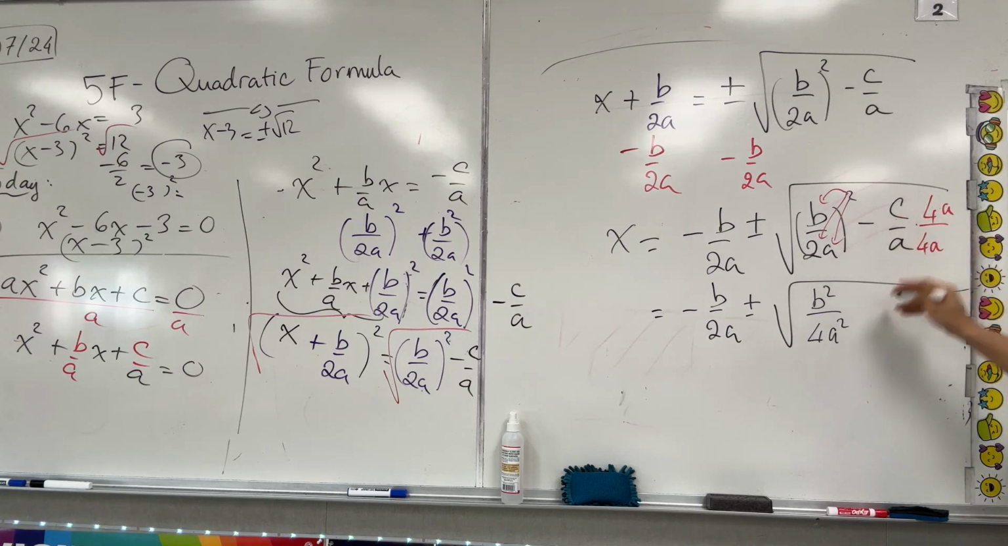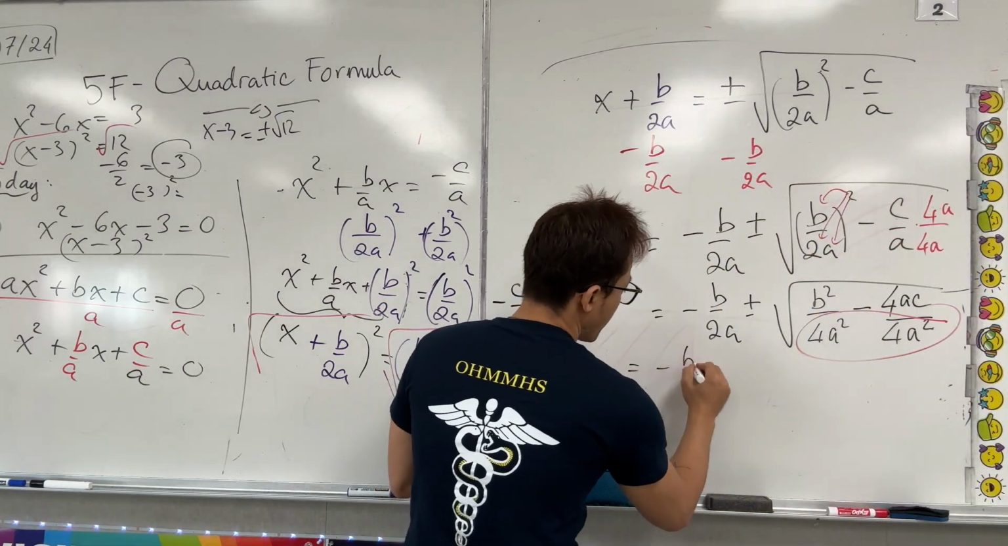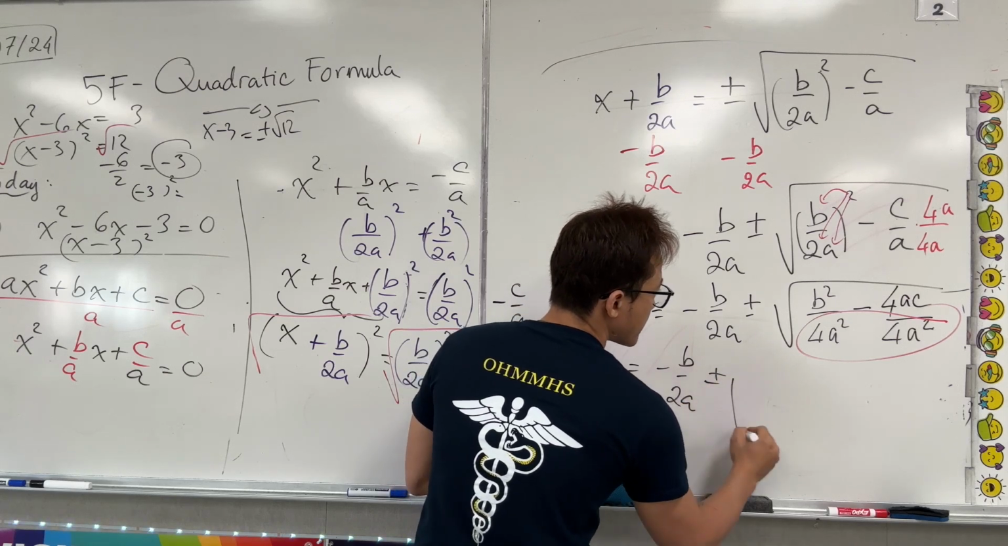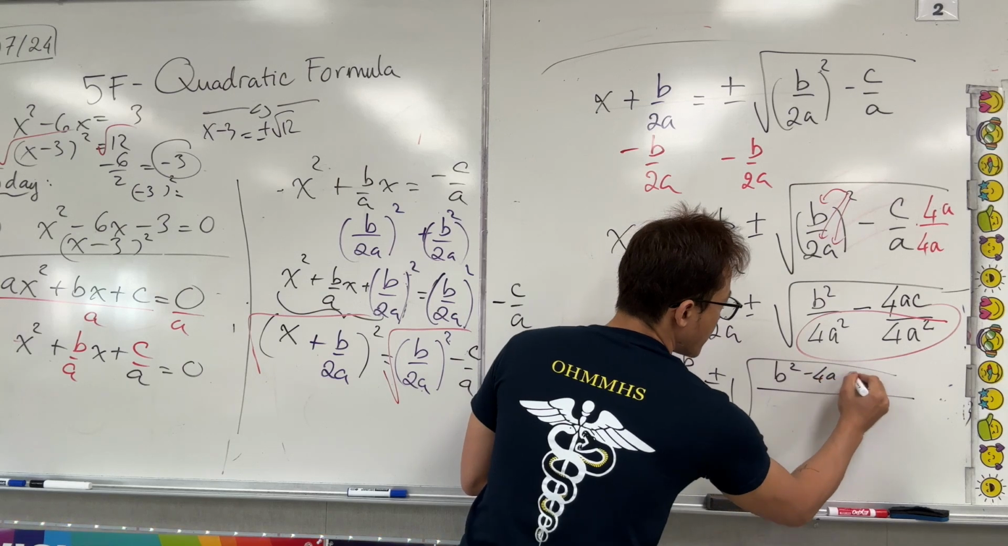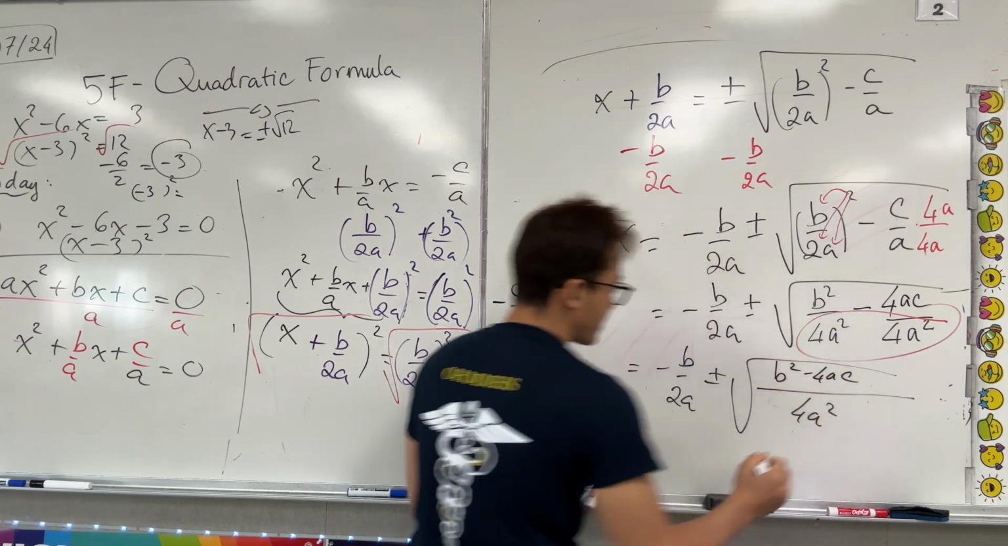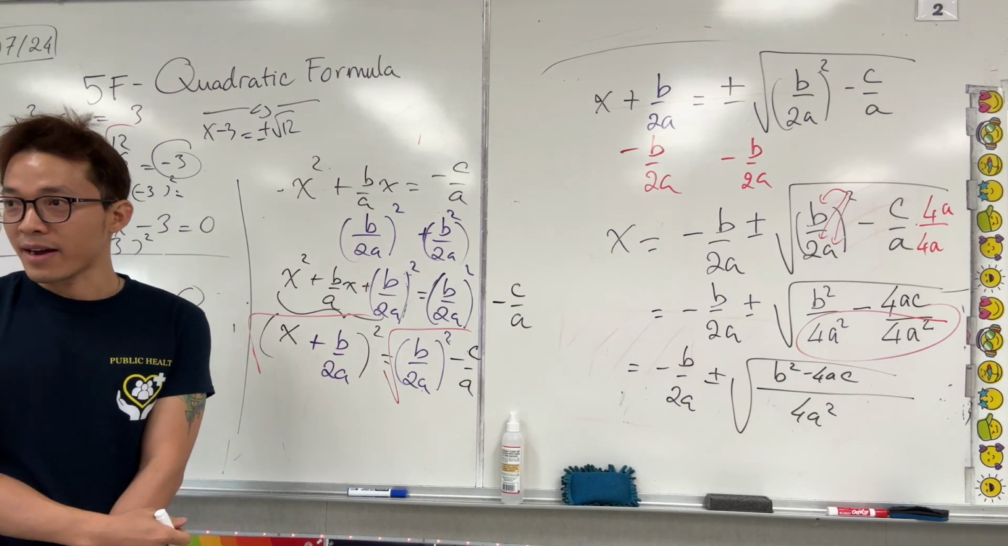So now what do we have here? Minus 4, and always by convention, the number goes first. So 4ac over 4a squared. Same denominator? That's what we want, right? So with the same denominator, we have negative b over 2a plus minus. I'll combine them into the same denominator: b squared minus 4ac over 4a squared. Looks better, a little bit prettier, right?